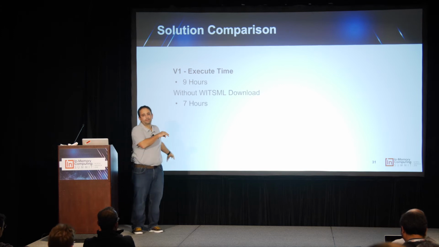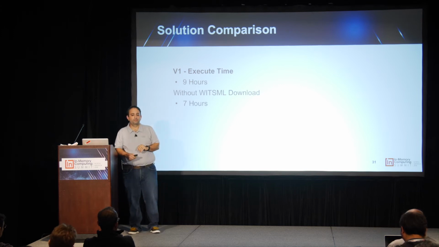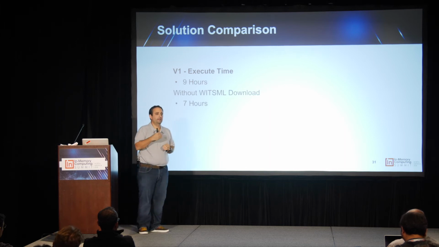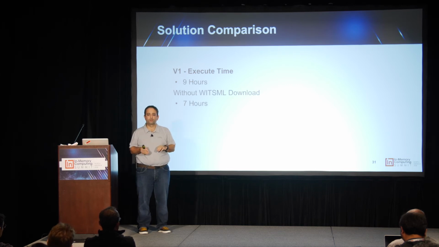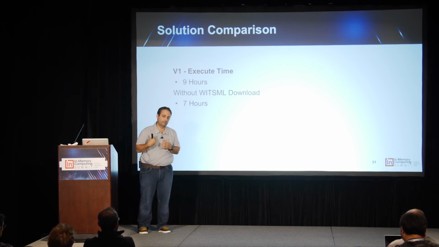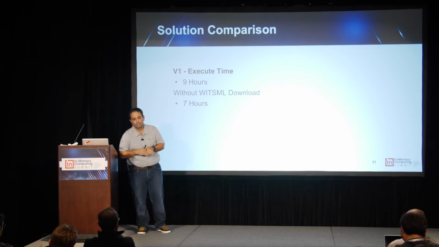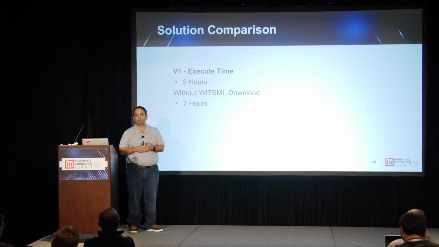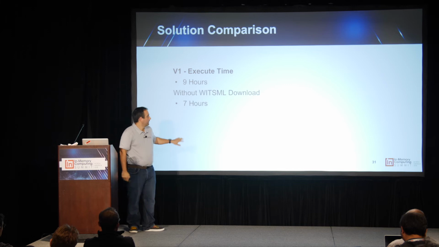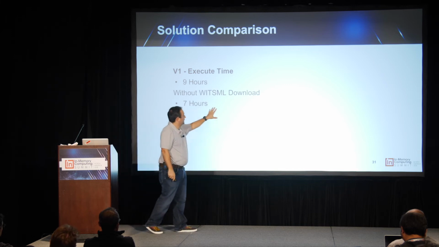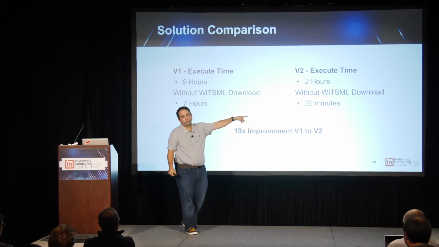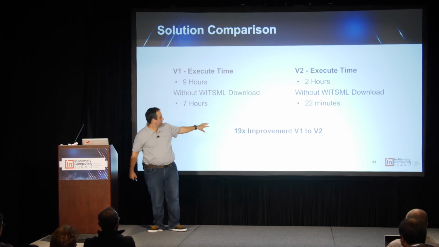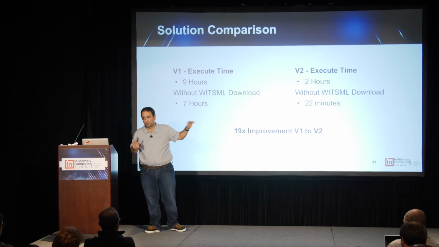To explain that a little bit, the WITSML download portion of it is taken out because that's more a factor of the server itself. WITSML servers are notoriously slow, and they limit the amount of data that can come out of it at any given time. So it took about 2 hours to download all that data from our WITSML server. Now, when we executed V2, it was 2 hours, and it was actually 22 minutes when it came down to actually doing the processing of it.